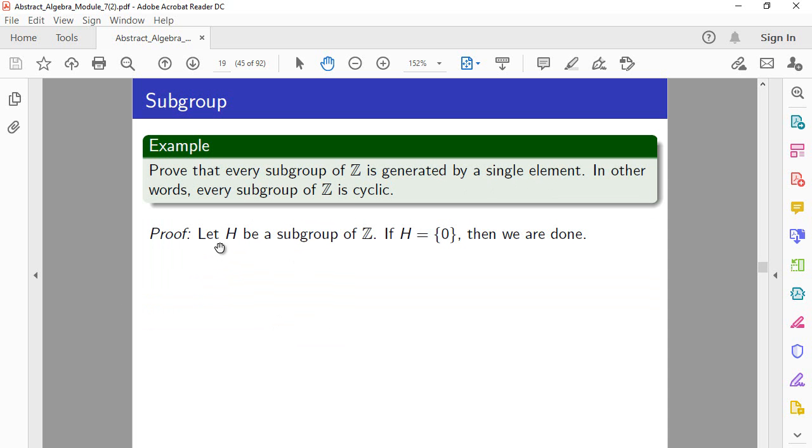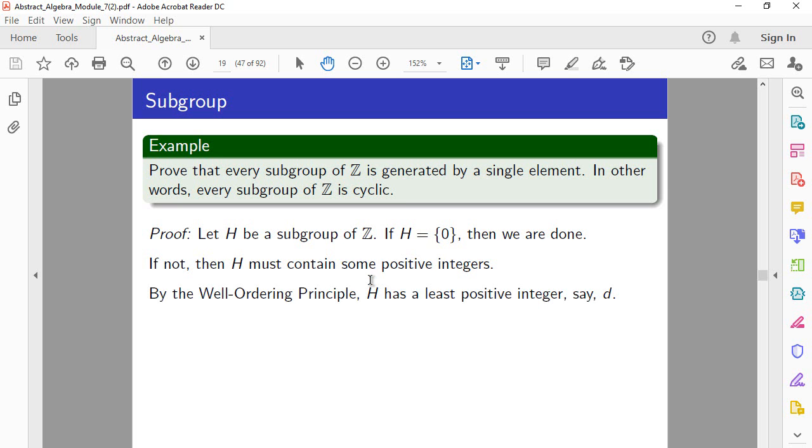Okay, so let's let H be a subgroup of Z under addition. If H is the subgroup containing 0 only, then we are done because H is cyclic. So if not, then H must contain some positive integers.